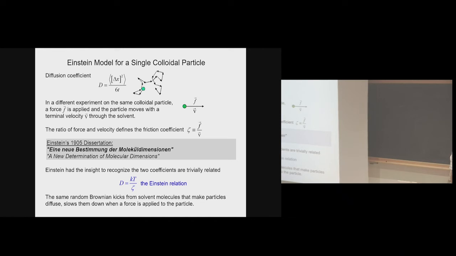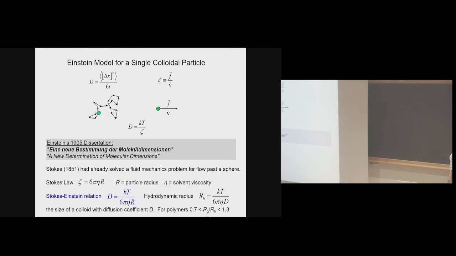So now I'm going to put all the important stuff up at the top of this one. At that time, Stokes had already solved the complicated fluid mechanics problem of flow past a sphere, a very elegant solution. He determined that the friction coefficient of the sphere is 6 pi times the viscosity of the surrounding medium times the radius of the sphere. We can combine that with our Einstein relation to get what's called the Stokes-Einstein relation. We put our friction coefficient in there, and it's now D equals kT over 6 pi eta R, which we can turn around to get what's called the hydrodynamic radius, solving for R, basically.